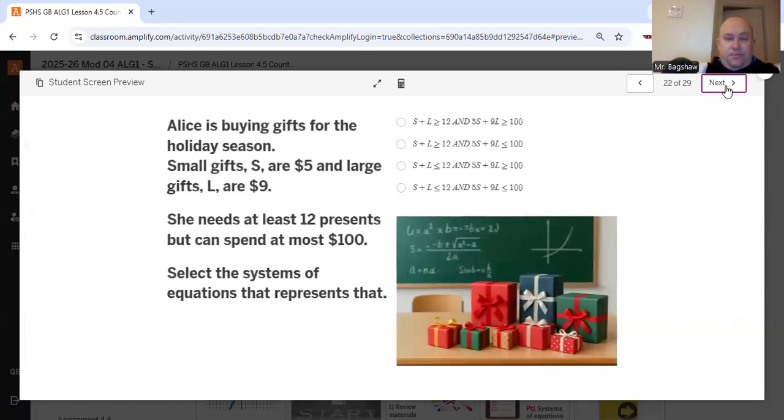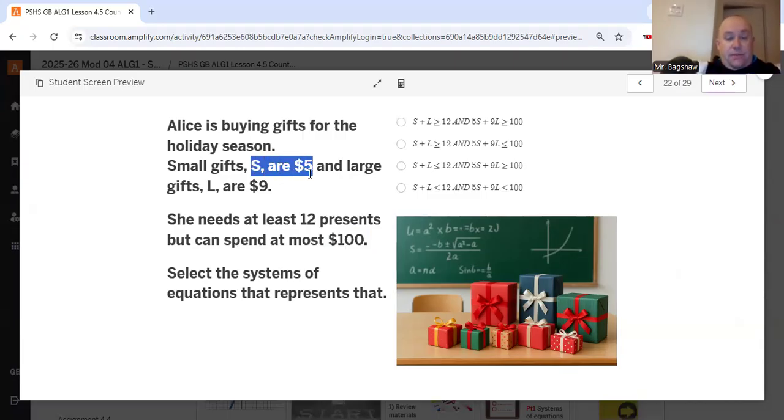answer for this question. Alice is buying gifts for the holiday season. Small gifts are $5. Large gifts are $9. She needs at least 12 presents, but can spend at most $100. Now, they've been a little sneaky on this because they put the dollar symbol here, then thrown another piece of information out, and then the last one is $100. So we know all those numbers with dollars need to go together.